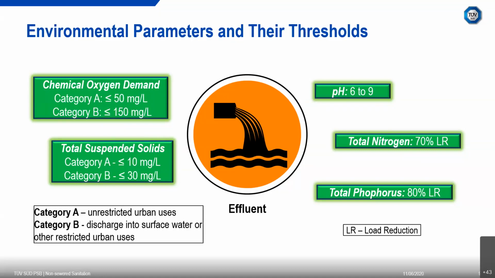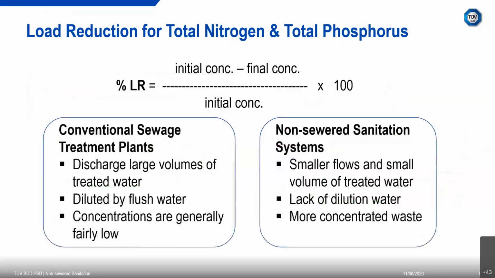The thresholds for COD are less than or equal to 50 ppm for Category A and less than or equal to 150 ppm for Category B. For TSS, Category A is less than or equal to 10 ppm and Category B is less than or equal to 30 ppm. Percent load reduction for total nitrogen or total phosphorus is computed by dividing the difference of the initial and final concentration by the initial concentration and multiplying by 100.